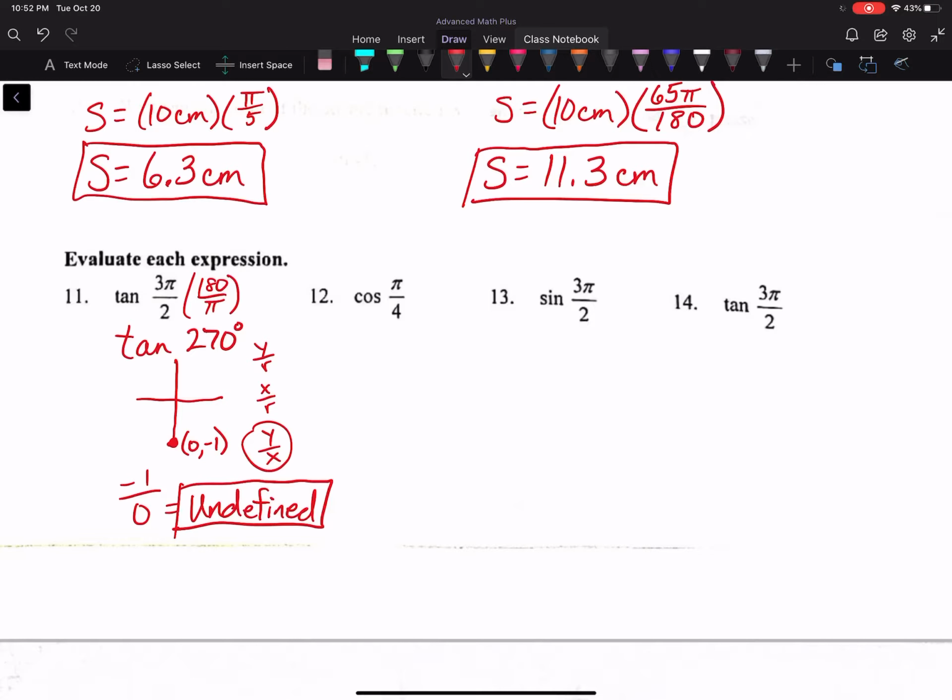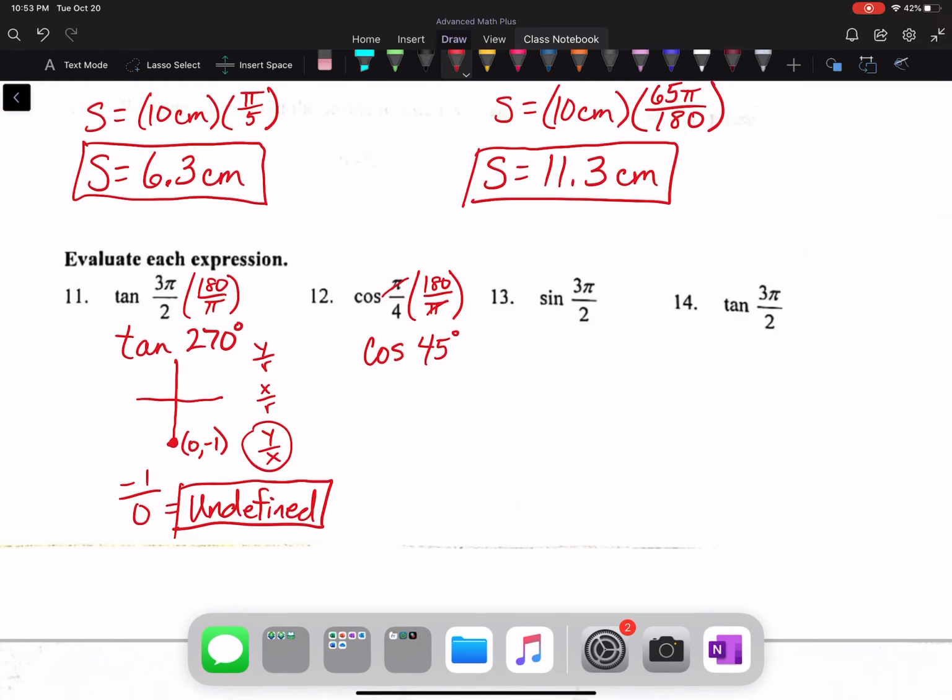Okay. Pi over 4. If I change that to degrees, the pi's cancel, and basically we're figuring out what is the cosine of 180 divided by 4, 45. Cosine of 45 degrees. All right, that is in quadrant 1. So I know it's going to be positive, and I'm going to use my hand trick.